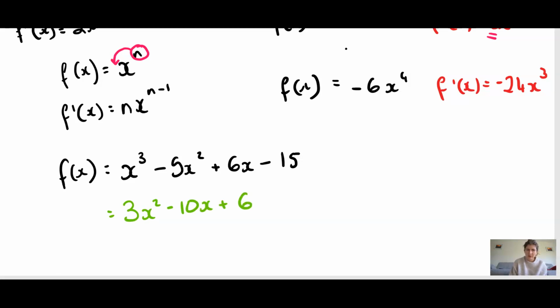So we've brought that 3 down to the front, decreased it by 1, got us 2. Brought the 2 down to the front, multiplied it by 5 to get negative 10. X to the power of 1. 6, now that x is going to go from 1 down to a 0. Anything to the power of 0 is 1. So that x goes and we're left with 6. And the 15, that has no derivative. And I'm going to explain why to you.